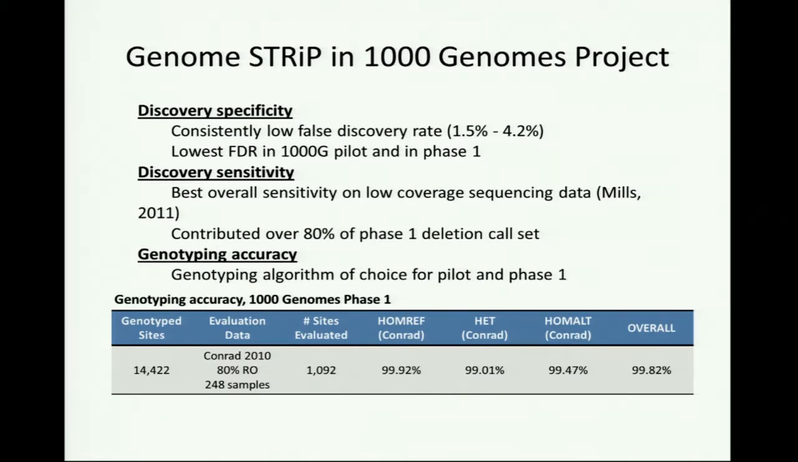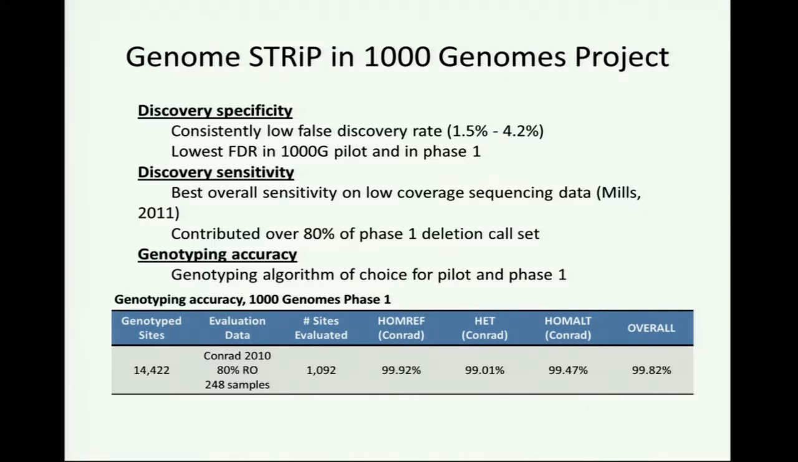So in the 1,000 Genomes project, which is really where Genome STRiP was developed, we've had very good results applying Genome STRiP to this 1,000 genomes data. 1,000 genomes is low coverage 4x sequencing. And we've consistently posted a very low false discovery rate based on validation experiments done in 1,000 genomes, usually in the 2 to 5% range. I don't think we've ever been above 5%. Our sensitivity has been quite good.